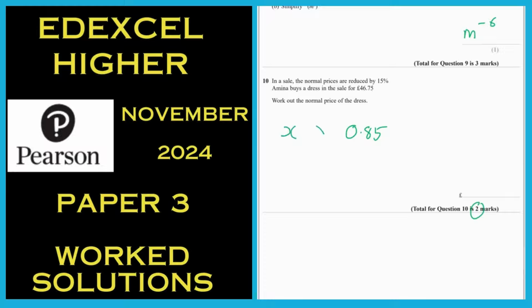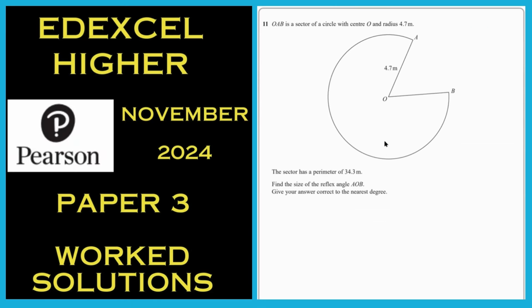Something has been multiplied by 0.85 to give the new price of £46.75. And as we know from reverse percentages, I'm sure you've been revising it, it's called reverse because it's one of those where you don't multiply by your multiplier. You divide by your multiplier because you're working backwards. And hey presto, we get £55, which is a perfectly reasonable sounding starting number.